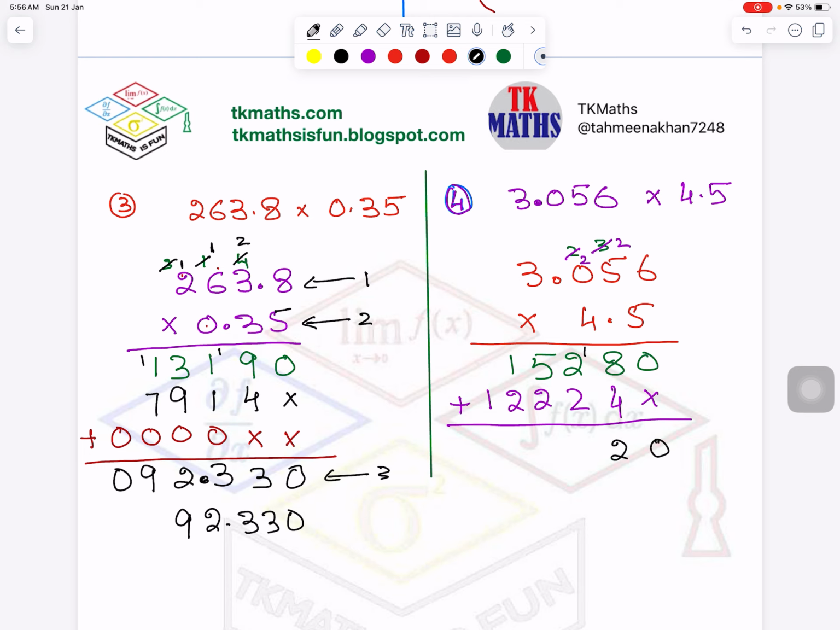12, 5, 7, 3, 1. Again we have to count where we have to put decimal. Here after 3 digits, here after 1 digit, altogether 4 digits. 1, 2, 3, 4. So my final answer is 13.7520.